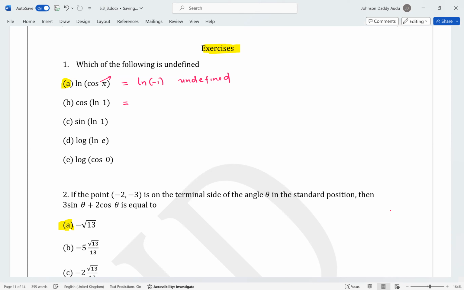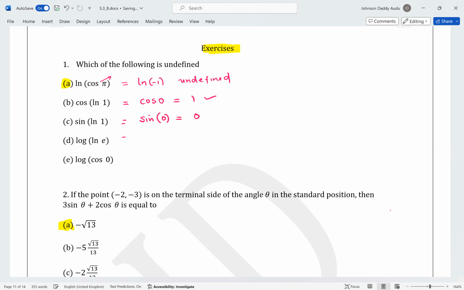But this one is good because this is cosine of ln 1. We know ln 1 is 0, so cosine 0 is equal to 1. This is good. And this one is sine of ln 1. ln 1 is what? 0, right? So this is going to be 0.